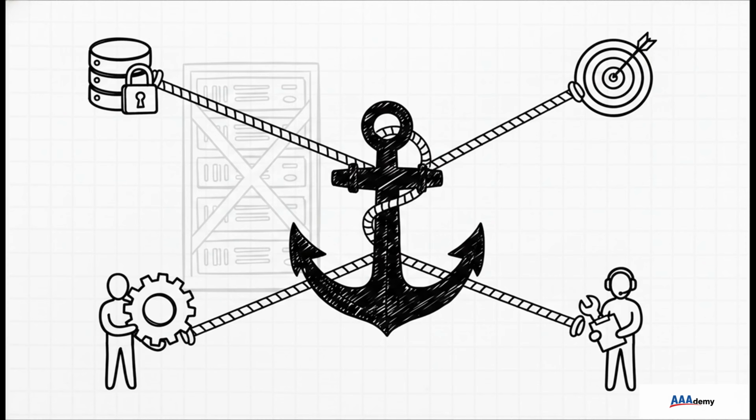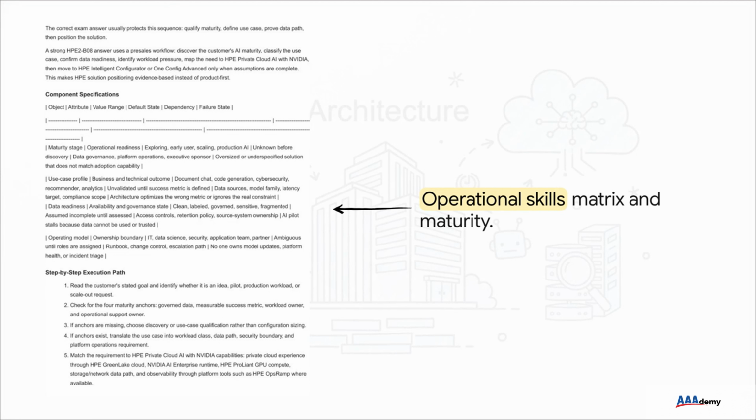A lot of customers will come to you and say, hey, we need AI, but they can't even name the data source or tell you who's going to manage the model updates. Skipping this step is a massive red flag. Honestly, if nobody owns platform health or incident triage, the project is basically doomed before it starts. And if any of those maturity anchors are missing, your next move is simple. Step back. You've got to return to discovery and use case qualification. You do not prematurely size a configuration.